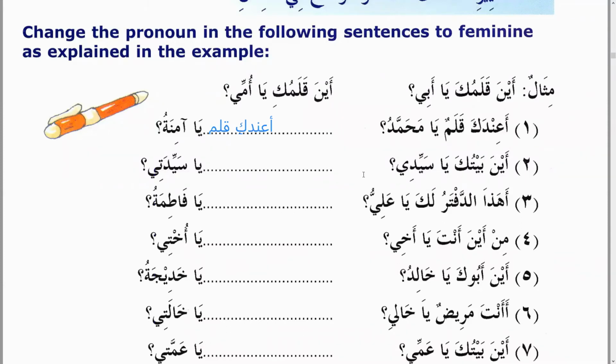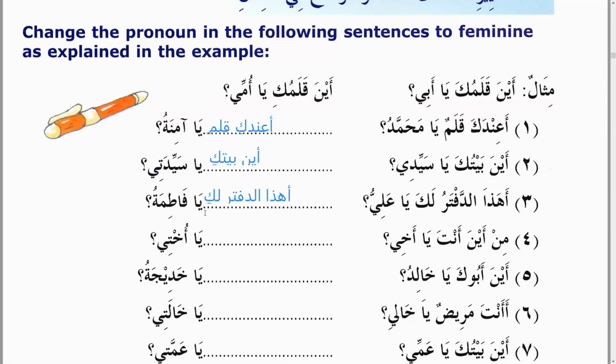Aina baituka ya sayyidi. Where is your house? So instead of aina baituka, I will say aina baituki. You're speaking to sayyidati, O ma'am. Ahadha daftaru laka ya Ali. Is this notebook yours, O Ali? Ahadha will remain the same, daftaru will also remain the same. You're speaking to Fatima now: ahadha daftaru laki ya Fatimatu. Instead of laka, you say laki.